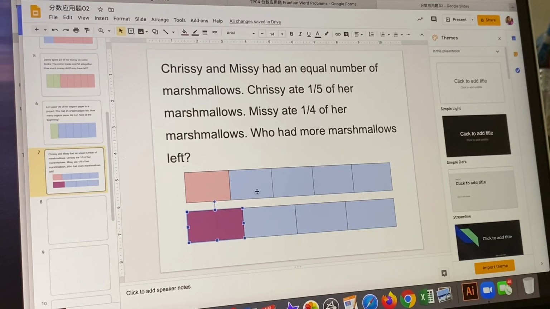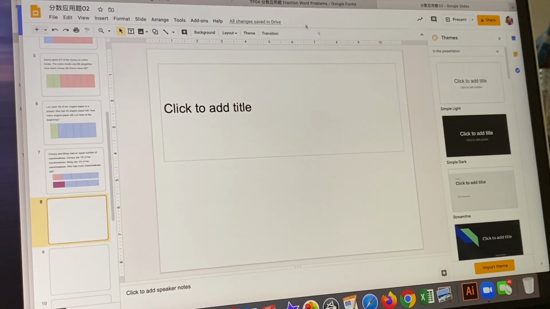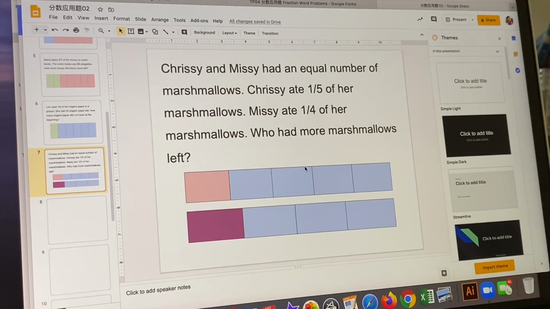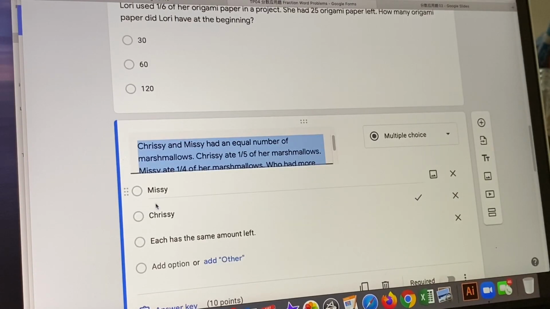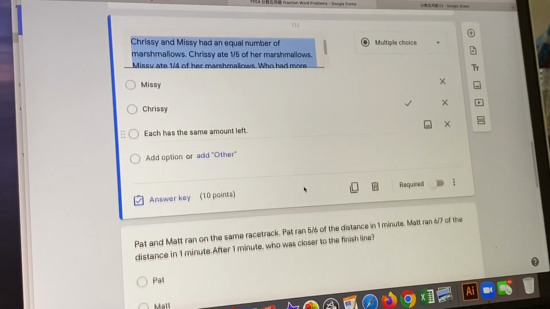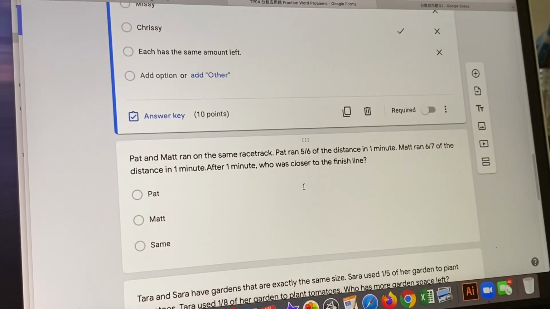Chrissy has more left, right? The blue one is left over. So this is the leftover. Good. So Chrissy. Okay. Let me see. Missy, Chrissy. Yes, Chrissy has more left.